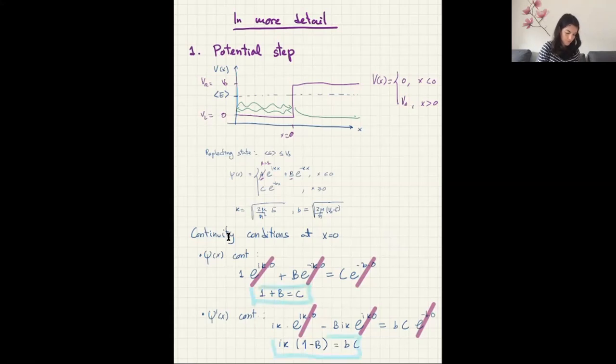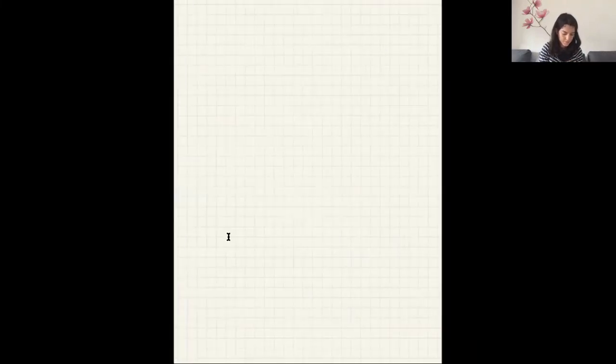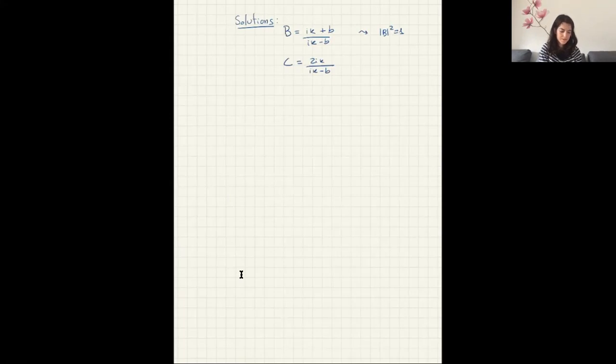Now we have two linear equations for two variables. The only variables are b and c, with two equations, so it means we have already determined them. Okay, so solutions. You can do it yourself to convince yourself that this is the case, but you get b equals (ik plus β) over (ik minus β), and c is going to be 2ik over (ik minus β). And one nice thing is that the absolute value of b squared is 1.